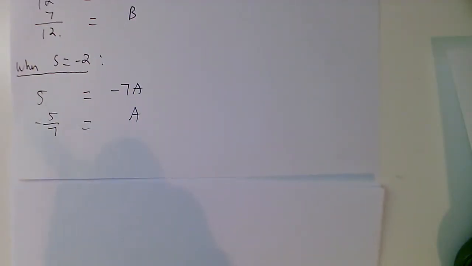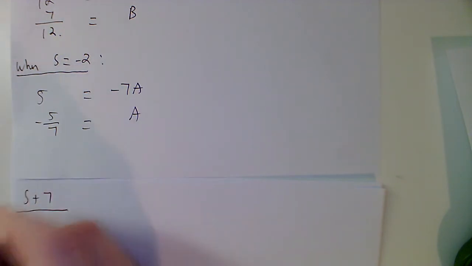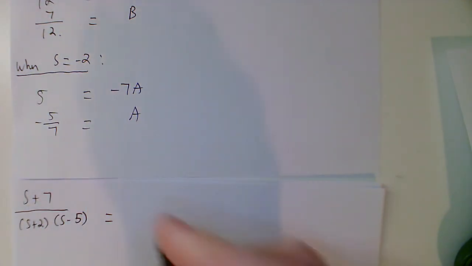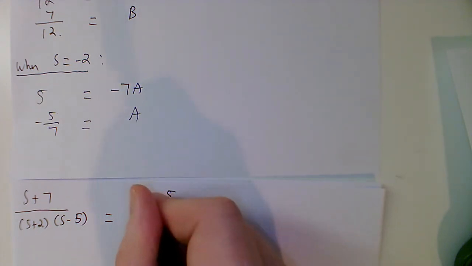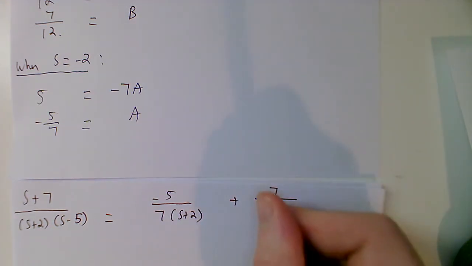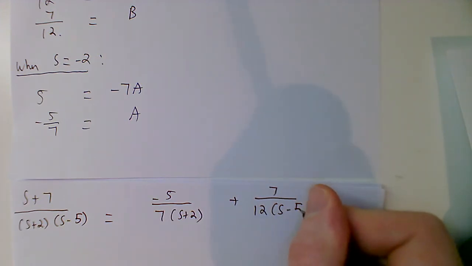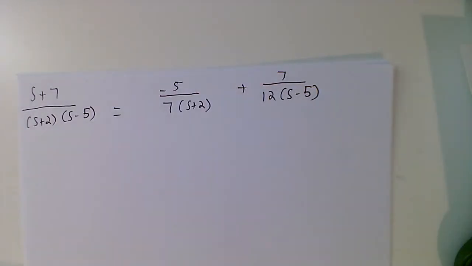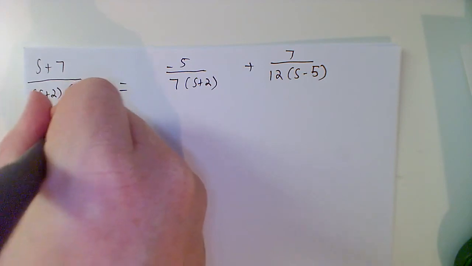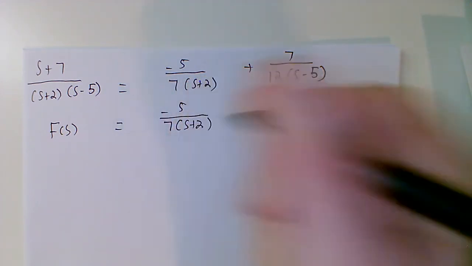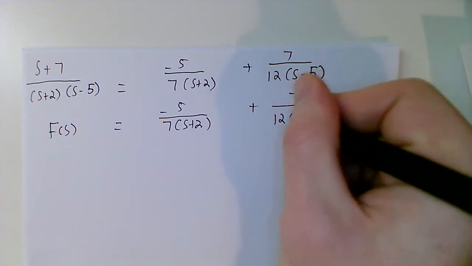So that means we've got s plus 7 over s plus 2, s take away 5 is equal to negative 5 over 7 s plus 2 plus 7 over 12 s take away 5. Like that was my original function. That was f of s. So f of s is equal to negative 5 over 7 s plus 2 plus 7 over 12 s take away 5.